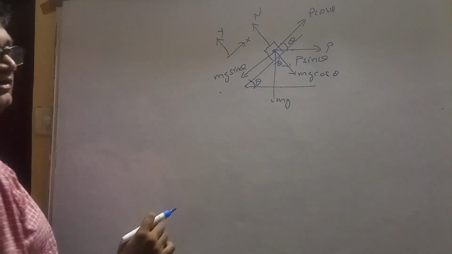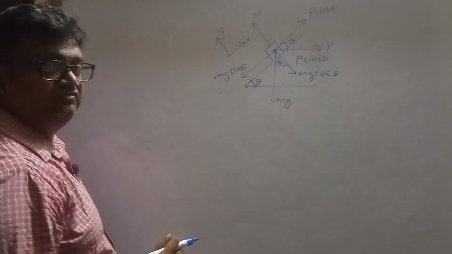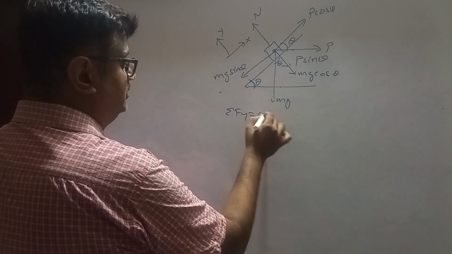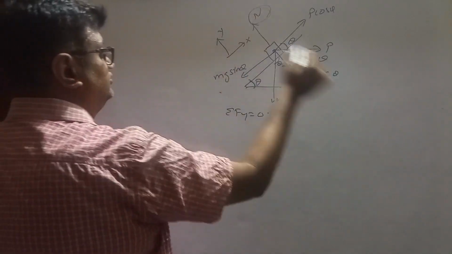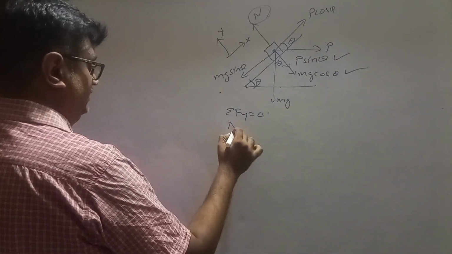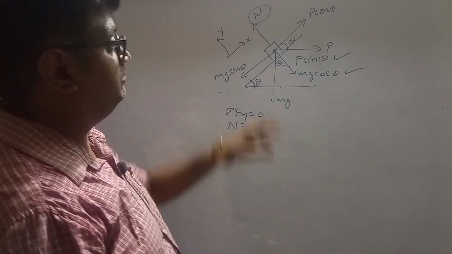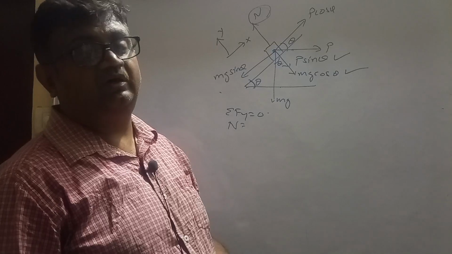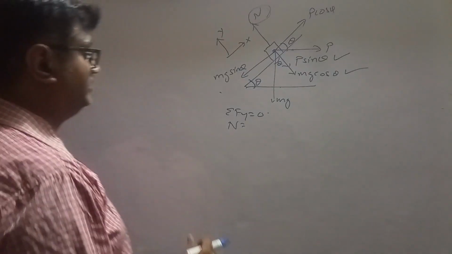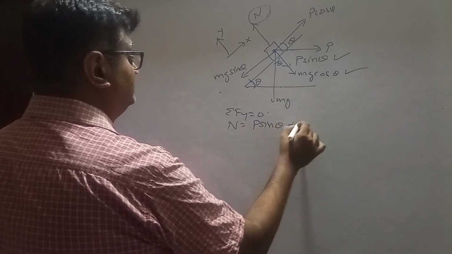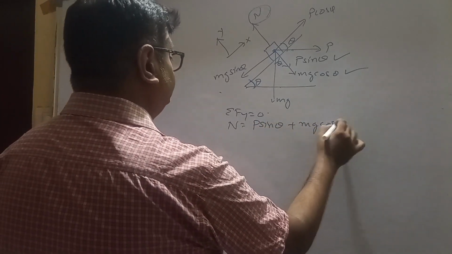That's it. Again applying the condition of equilibrium in y, sigma Fy is equal to 0. N is balanced by these two. So N would be equal to, N is the normal reaction. Normal reaction will come into the picture only if the block is in touch with the ground. Otherwise there is no question of any normal reaction. Normal reaction is equal to P sin theta plus mg cos theta.